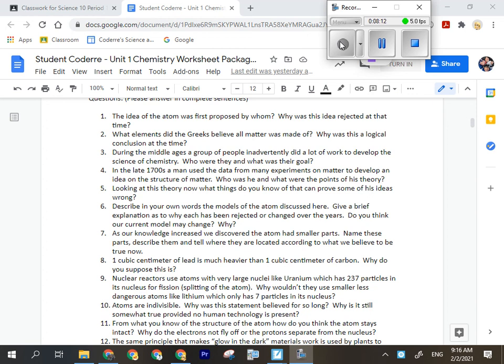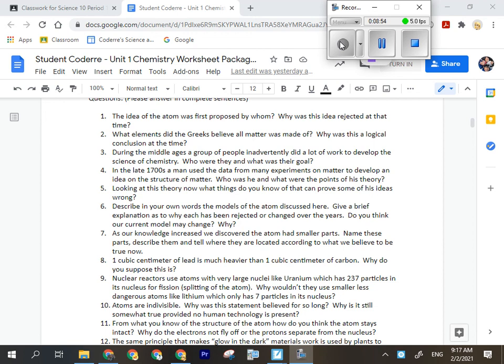All right, looking at this theory, what things do you know of that can prove some of his ideas wrong? Well, the first point does have a bit of a flaw in it. Atoms are divisible, provided you have the technology available to you. And some atoms break apart on their own. Anything that's radioactive is actually in the process of having its atoms spontaneously break down. That's why they are radioactive. They are emitting free neutrons in the form of radiation. So we know that that is not necessarily true all the time. It's true most of the time.